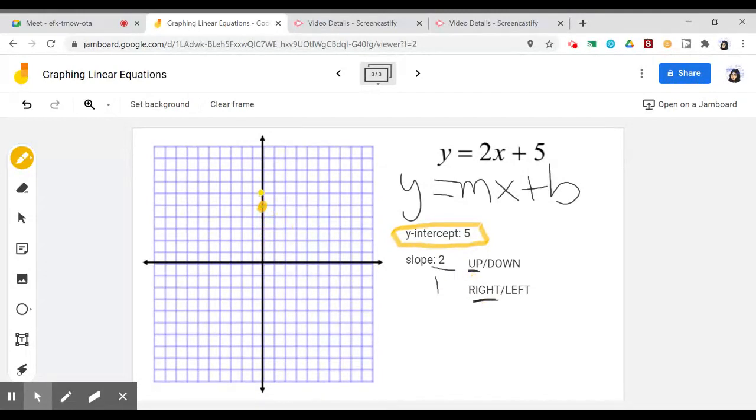And now I'm being told to go 2 up and 1 right. So I'm going to go 2 up, 1 right, 2 up, 1 right. I can't go any more up and right, so I'm going to do the opposite. Go back to my starting point. I'm going to go 2 down and 1 left, 2 down, 1 left. And you keep doing this for as many points that you can fit on your grid. Okay, now I've got enough points. I could go right ahead and draw my line.